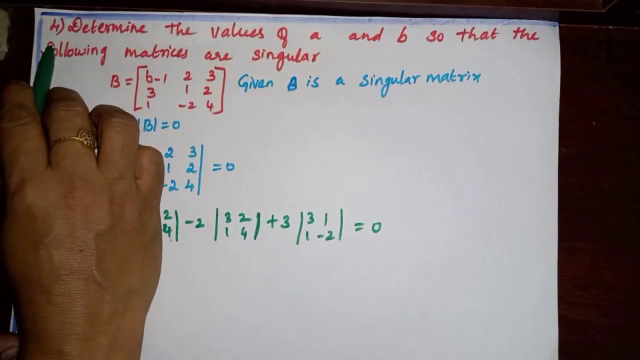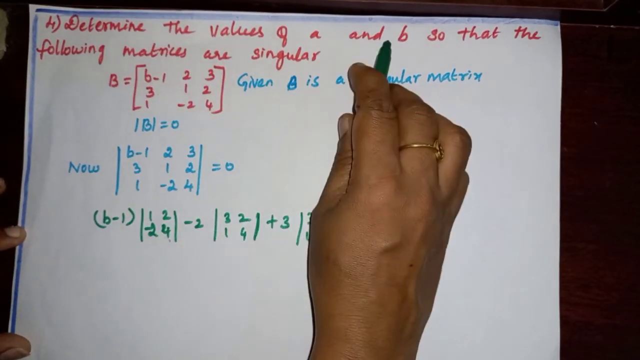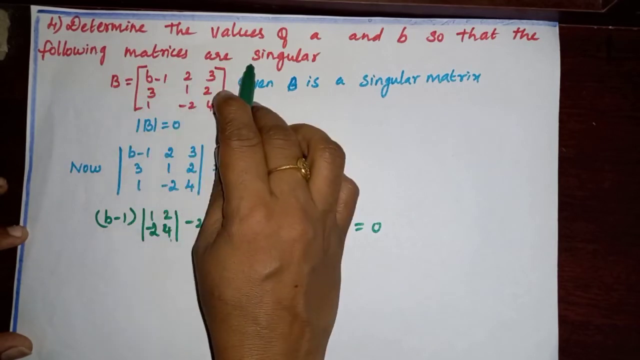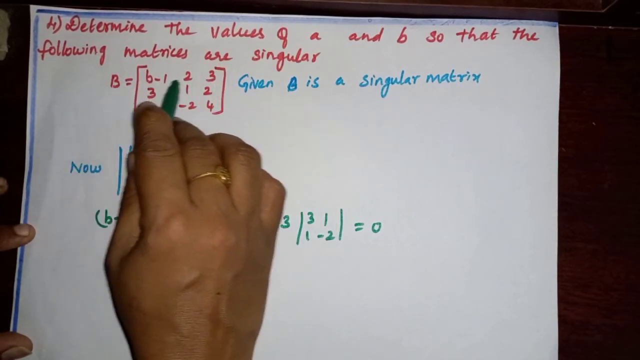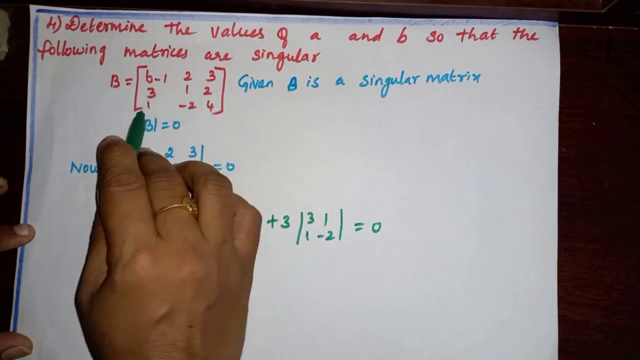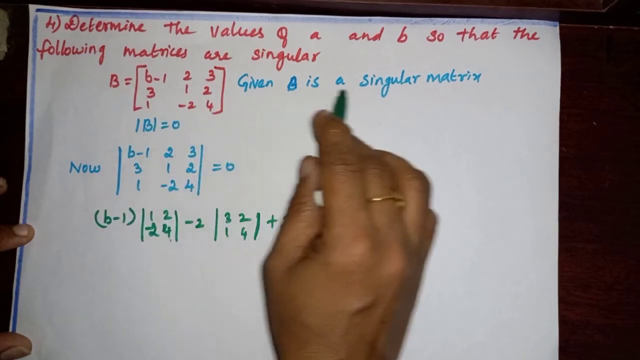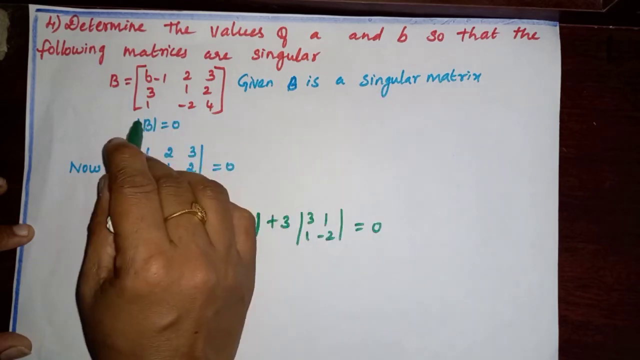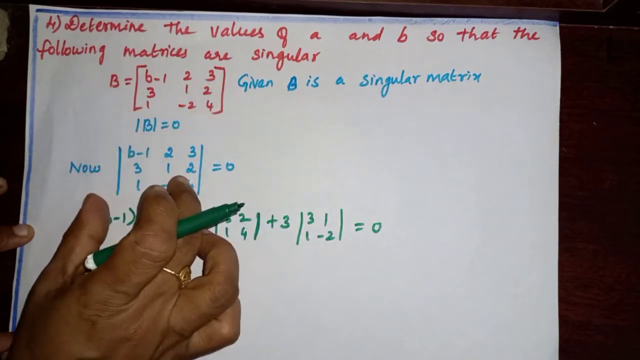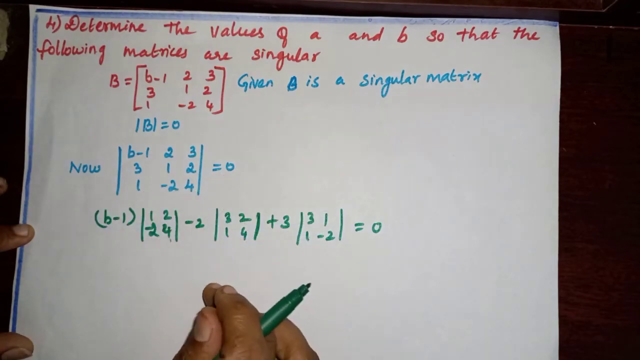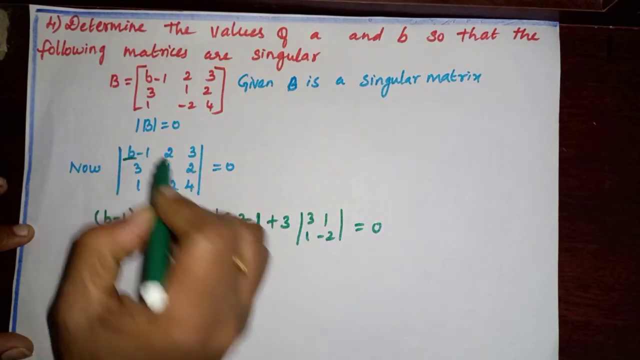Question number 4. Determine the values of A and B so that the following matrices are singular. Okay, given matrix B: [B minus 1, 2, 3; 3, 1, 2; 1, minus 2, 4]. Given B is a singular matrix. If it is singular, then determinant of B equal to 0. Now we are going to find the determinant, which is equal to 0, to find the value of B.